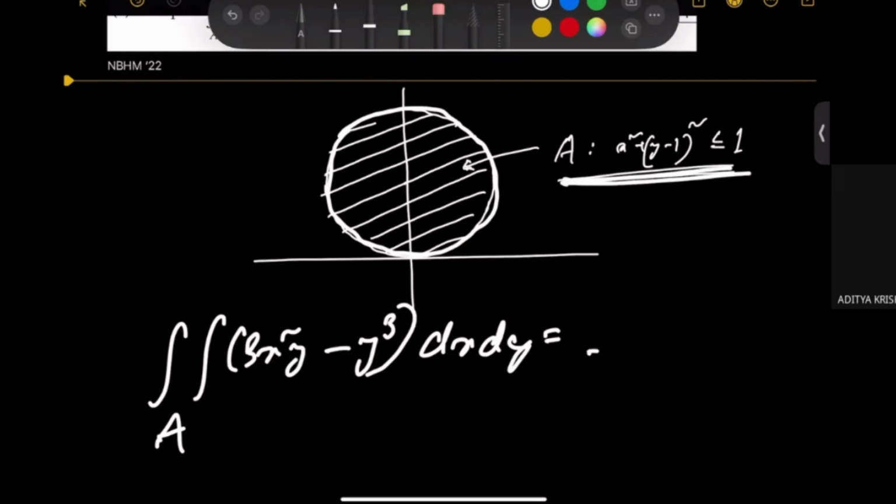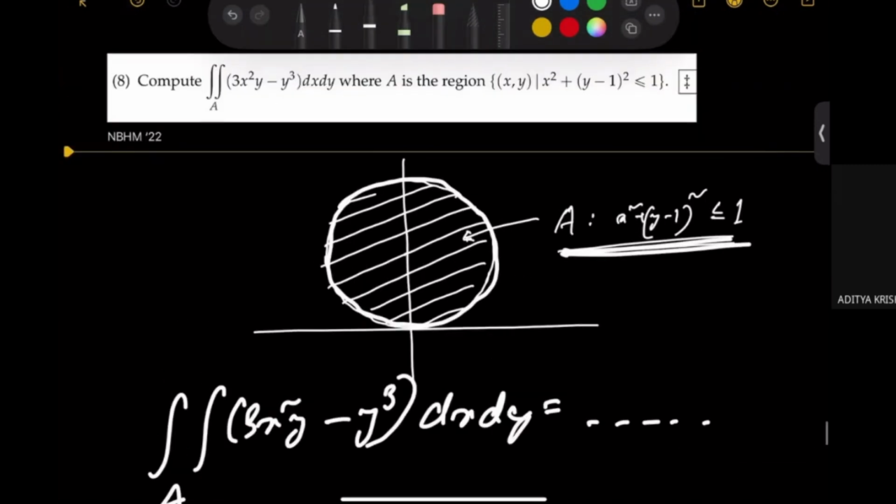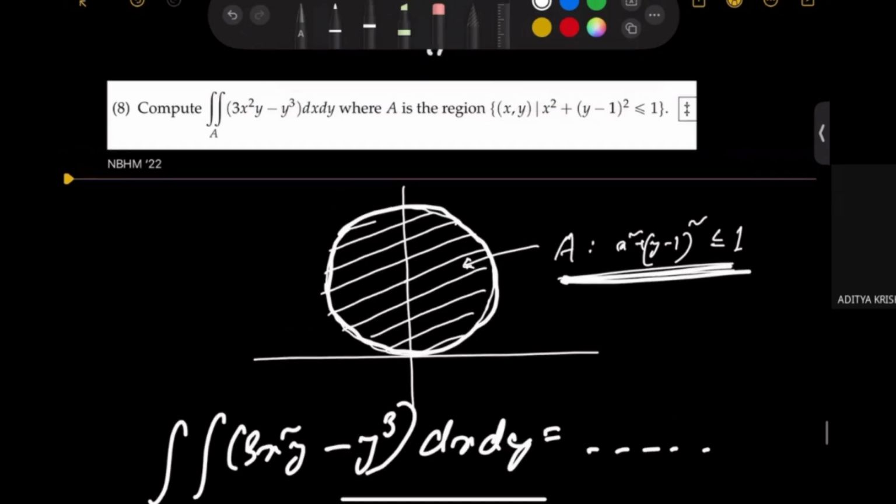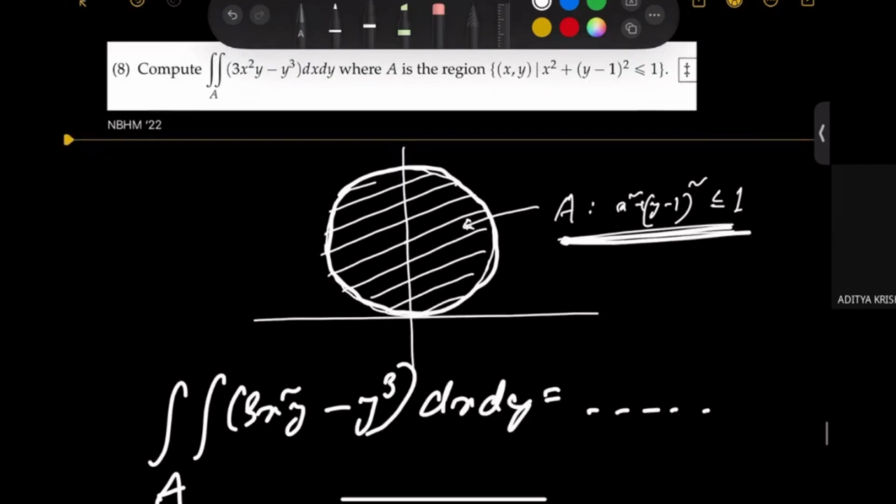How would you proceed? Can you guys tell me any idea? How would you like to proceed with this problem? Which method would you rather use to find this double integral?